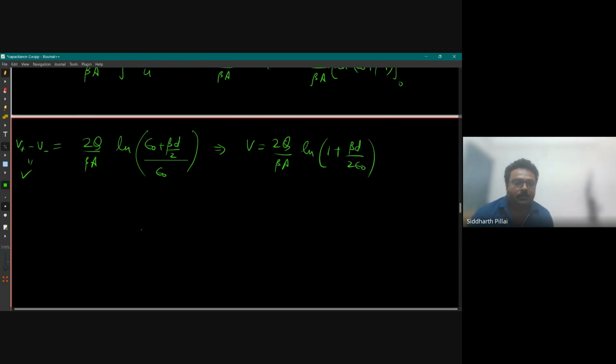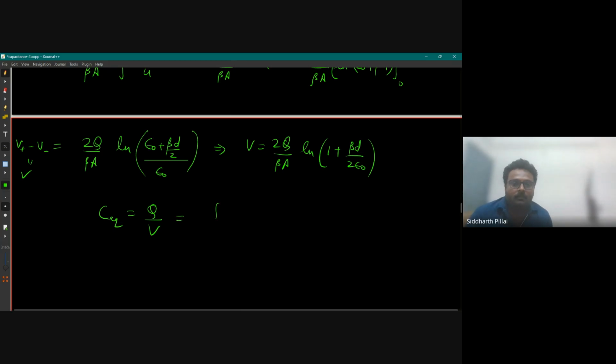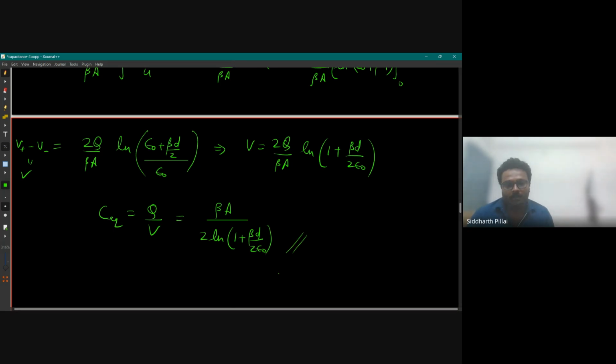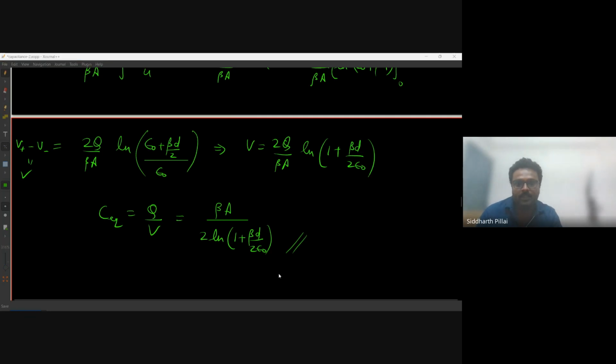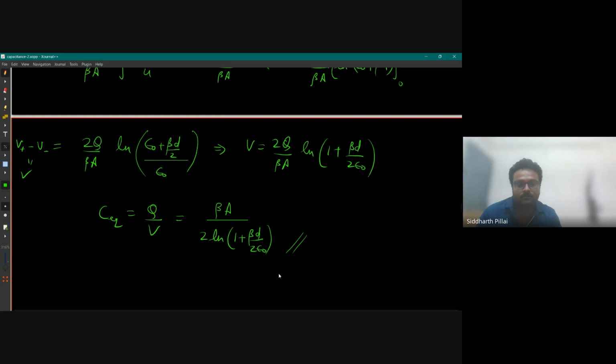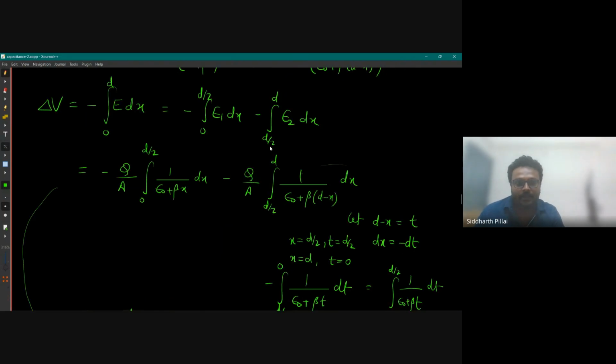Now, as you always do, C equivalent is q by V. So if you do q by V, you will get beta A by 2 ln (1 plus beta d by 2 epsilon naught). That would be your capacitance between the plates. Once you have the capacitance, let's just finish this problem and end it.